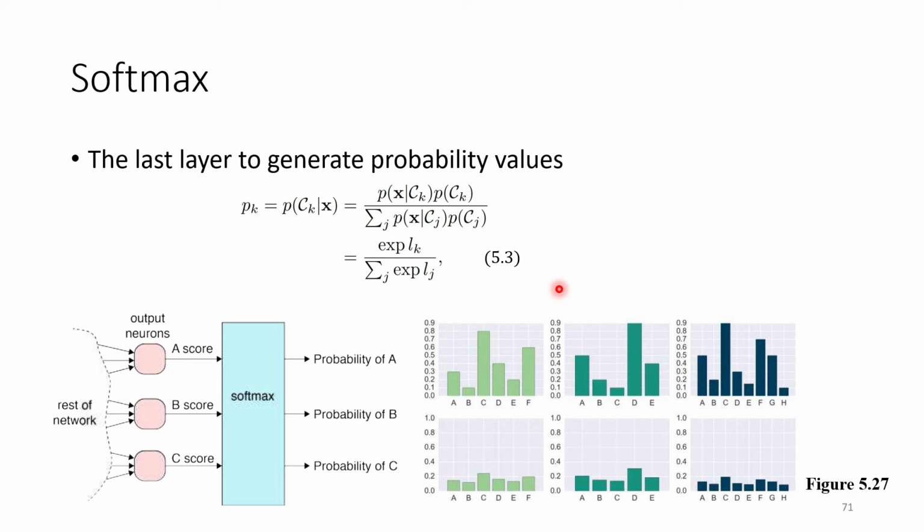Here is an example. If A, B, C, D, E, F are the scores, then the probability of A will be this. And then their sum will be 1.0.